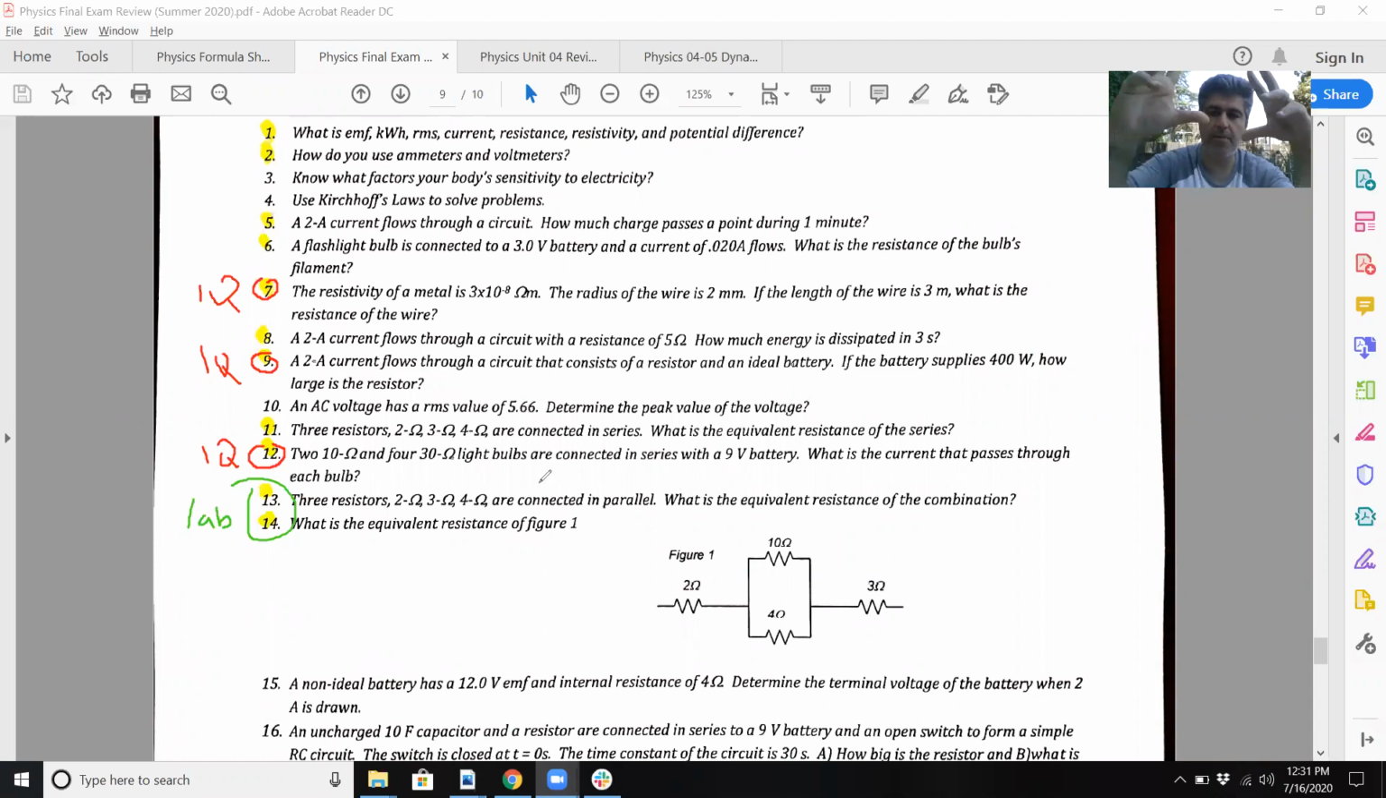I might say, hey, make a circuit with all these parallel resistors and tell me what's going to happen to the total voltage or current, or what's going to be the power of the circuit. So those are some things I could probably ask you guys for the lab. So that's pretty much what to expect in the final.